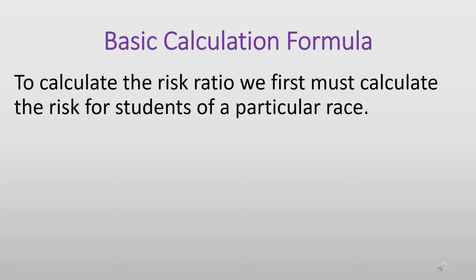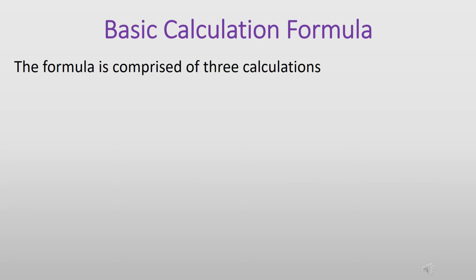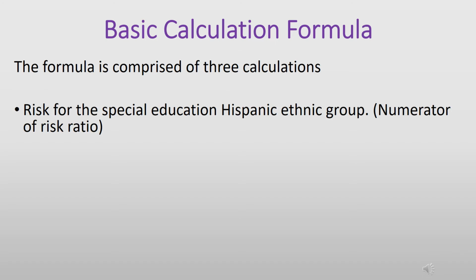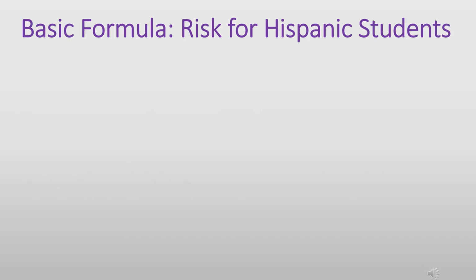The basic calculation formula. To calculate the risk ratio, we first must calculate the risk for students of a particular race. In this example, we will look at the risk for students with a race ethnicity of Hispanic to be placed into special education services. Continuing with the basic calculation formula, the formula is comprised of three calculations. First, the risk for special education Hispanic ethnic group, which is the numerator of the risk ratio. The risk for the special education non-Hispanic ethnic group, which is the denominator of the risk ratio, and then the risk ratio itself.